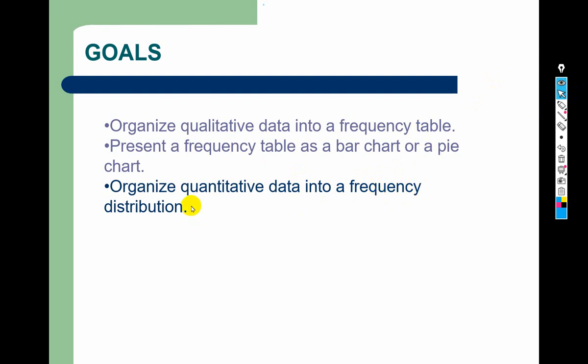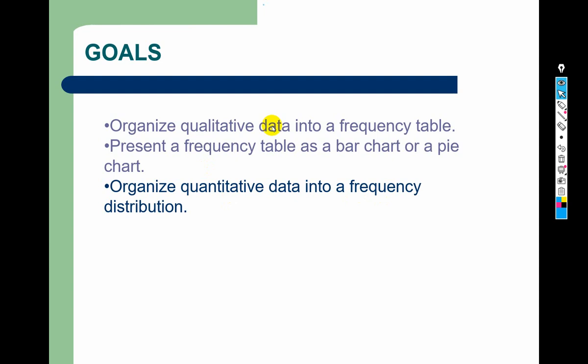From the first lecture we introduced the difference between qualitative and quantitative variables. A qualitative variable has non-numeric values. A quantitative variable has numeric values. So if you have qualitative data, mostly we say we have a frequency table. But for the quantitative data, mostly we say we have frequency distribution, and you'll see the difference between them.